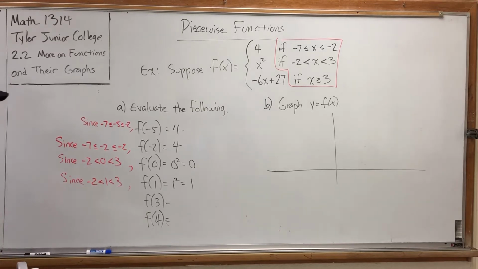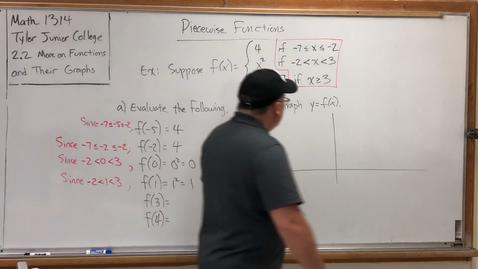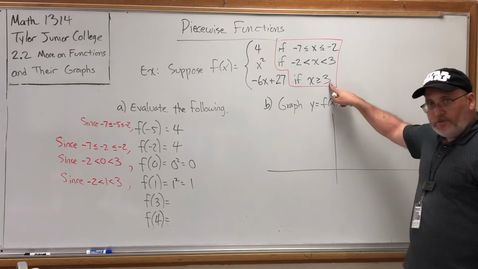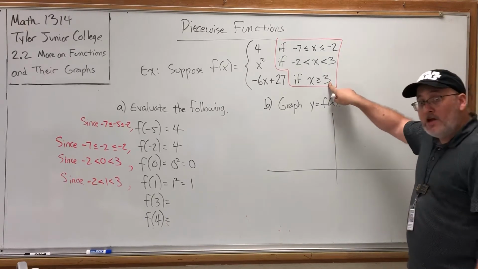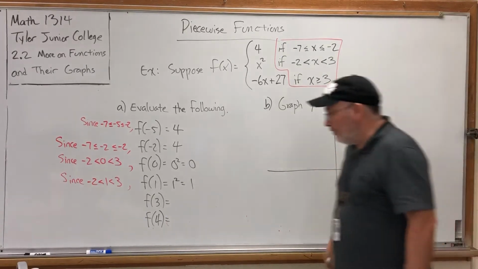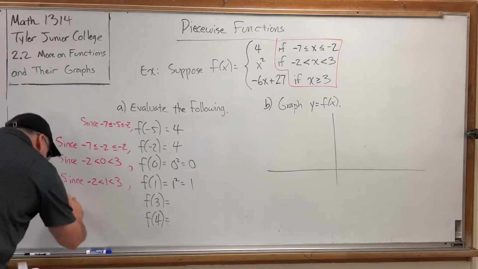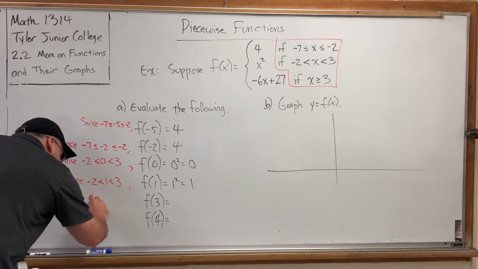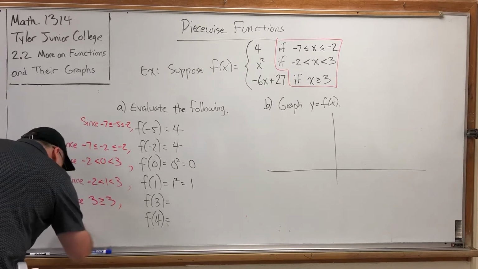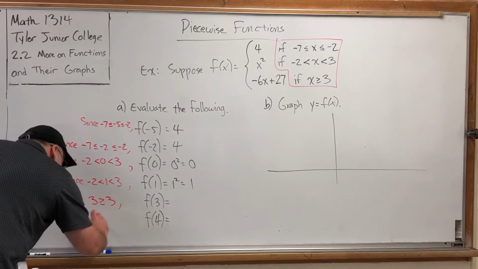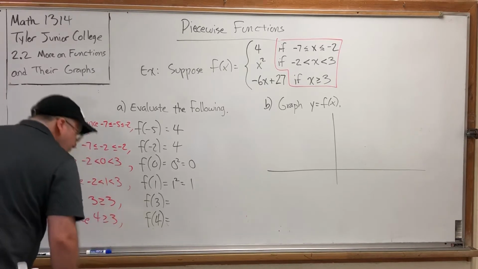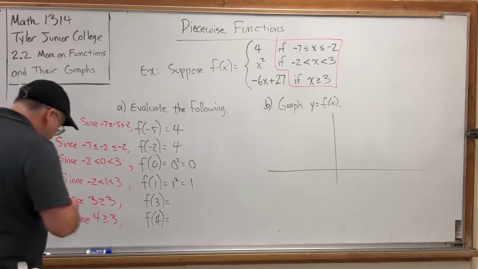The last two inputs, 3 and 4, satisfy the last condition. 3 is greater than or equal to 3. 4 is greater than or equal to 3. So, since 3 is greater than or equal to 3, and since 4 is greater than or equal to 3, then we'll use the bottom function on each.